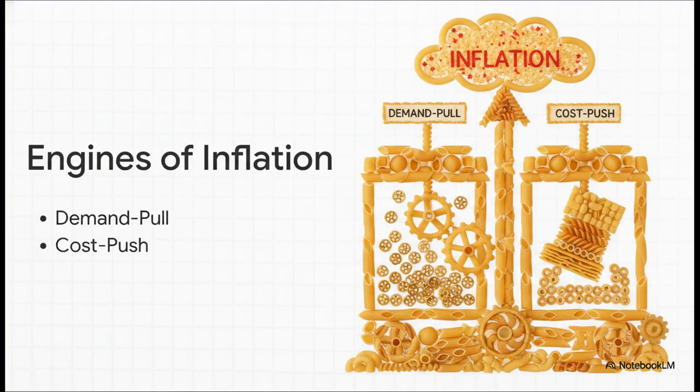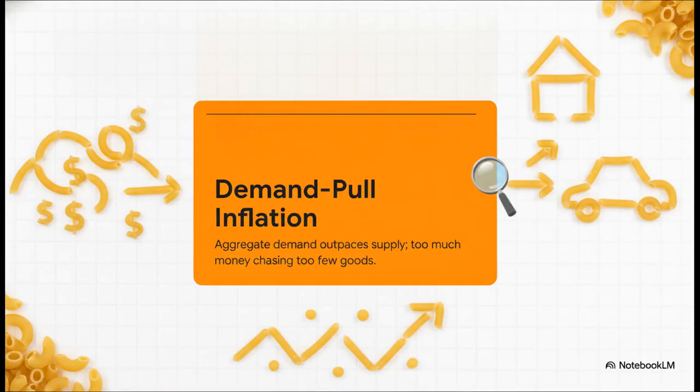But where is this upward pressure actually coming from? Well, there are two primary engines that expand the money supply and drive this persistent price increase: demand pull and cost push. First up, we've got demand pull inflation. This happens when aggregate demand for goods outpaces aggregate supply. It's the classic scenario of too much money chasing too few goods.